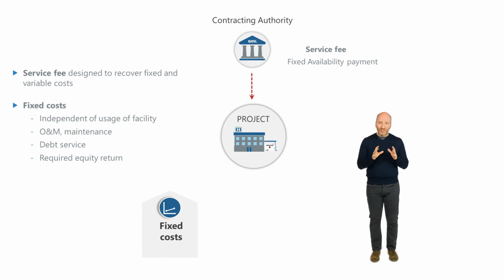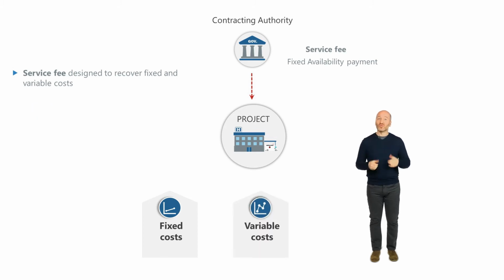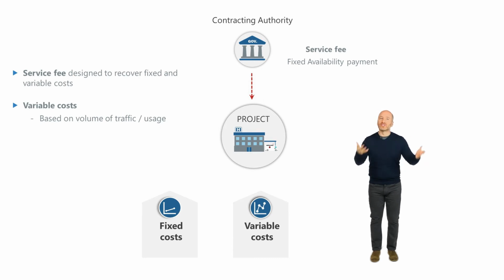But when that hospital gets used, there are sure to be certain variable operating costs, which are a function of the volume of patients being treated there. If the project company is responsible for procuring consumables such as heating oil or electricity or hot water for laundry services, these costs can be passed through to the contracting authority in the form of a usage payment.